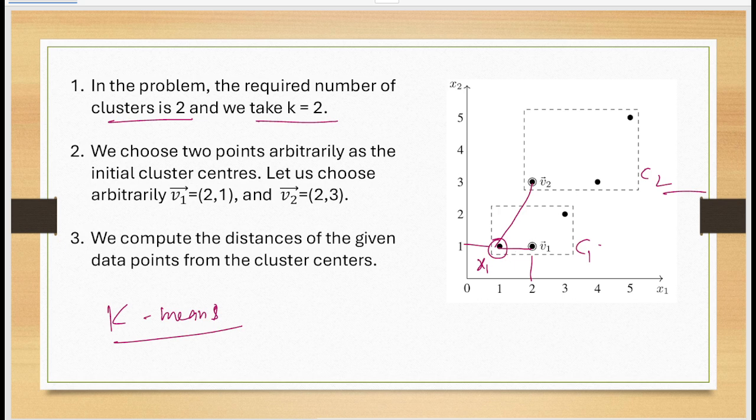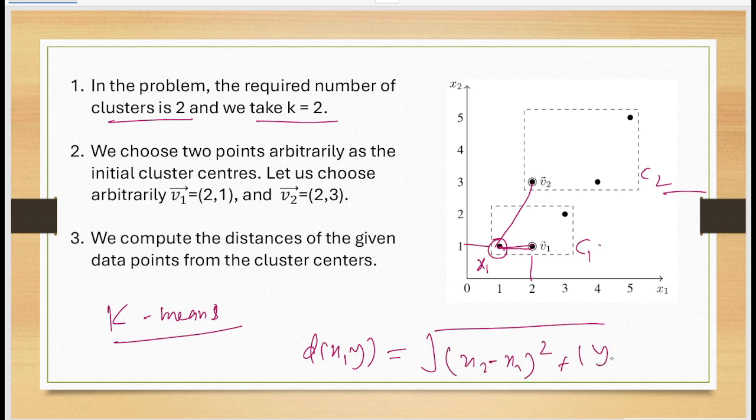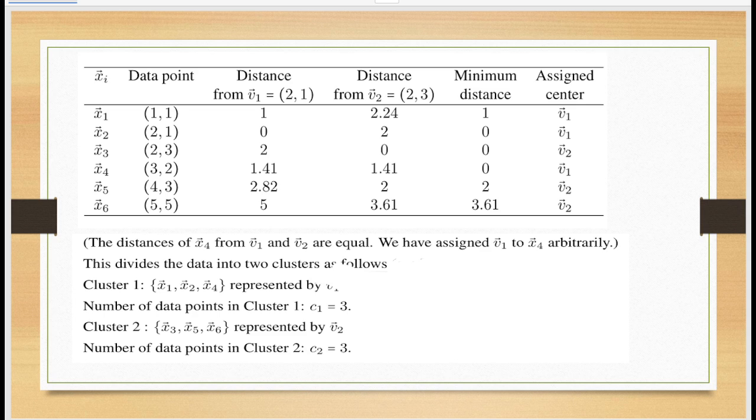If you see the table here, we find the distance by applying the Euclidean distance, d(x, y) equals the square root of (x2 minus x1) whole square plus (y2 minus y1) whole square. So this is the Euclidean distance we apply to find the distance between the two points. Now see the table for each point given here.